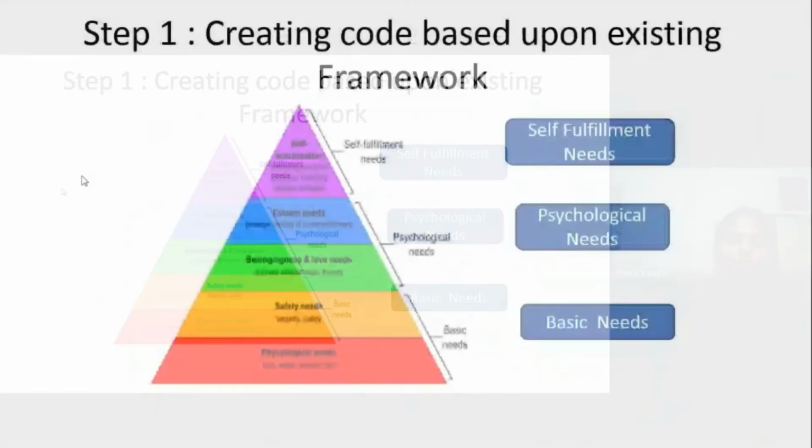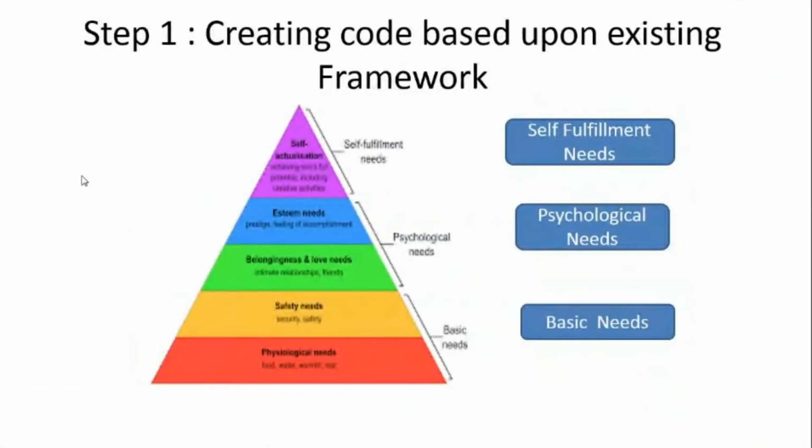The second way of coding is based upon theory. Based upon an existing theory framework, we are going to assign the code. So here, for example, I have taken Maslow's theory. In Maslow's theory we can see these different types of needs: basic need, psychological need, and self fulfillment need. So based upon that we have coded it as self fulfillment need, psychological needs, and basic need.